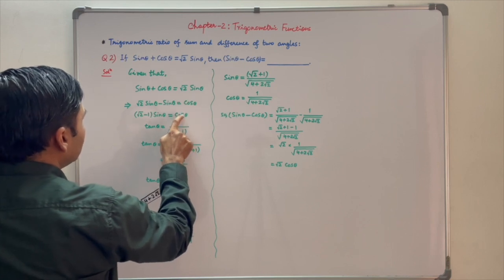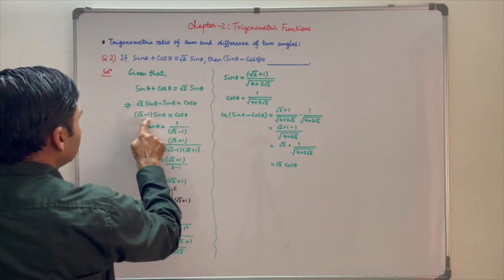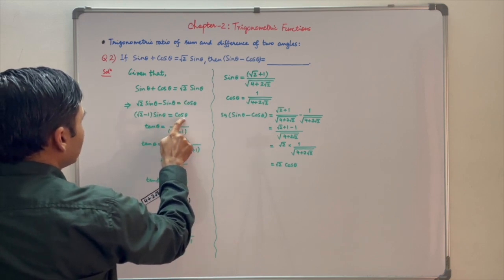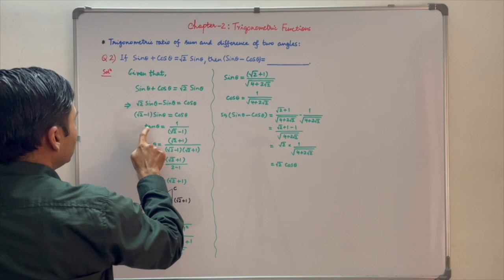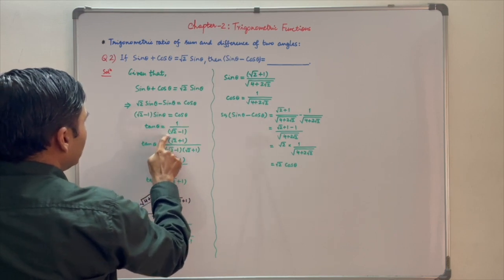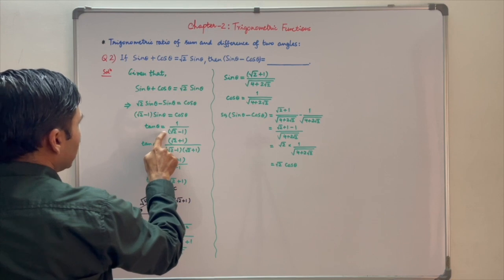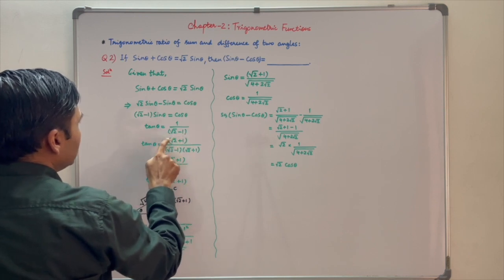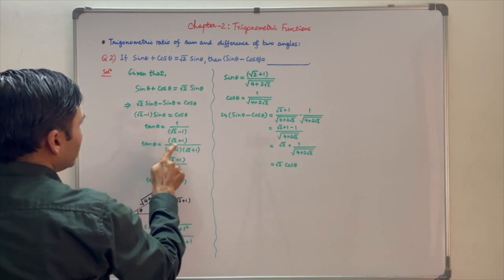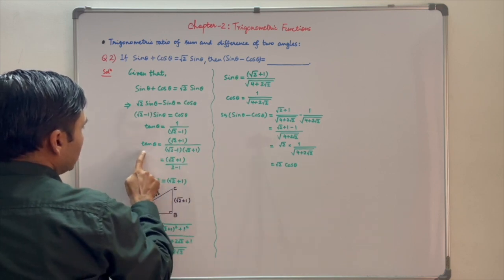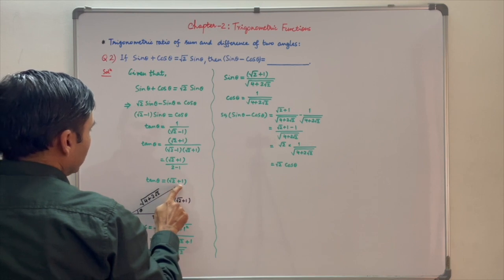Bring cos theta to the left hand side and take root 2 minus 1 to the right hand side. So on the left hand side, sin theta upon cos theta becomes tan theta. So tan theta is equal to 1 upon root 2 minus 1. Now rationalize the denominator. That means multiply numerator and denominator both by conjugate of denominator. So you need to multiply numerator and denominator both by root 2 plus 1. So tan theta becomes root 2 plus 1.